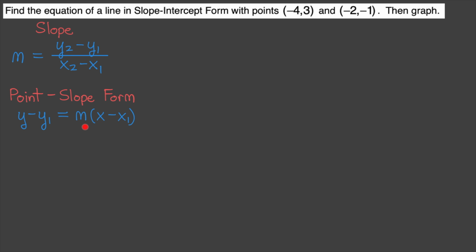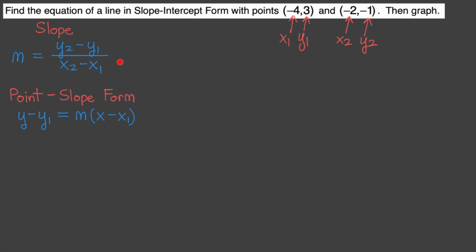Once we find our slope, we're going to plug it into point slope form to find the equation of our line in slope-intercept form. So let's go step by step here. Let's find our slope first. I'm going to label our points here. This will be our first point. So we'll label this here as x1, and here the 3 is y1. And the next point is point number 2. This will be x2, and then y2.